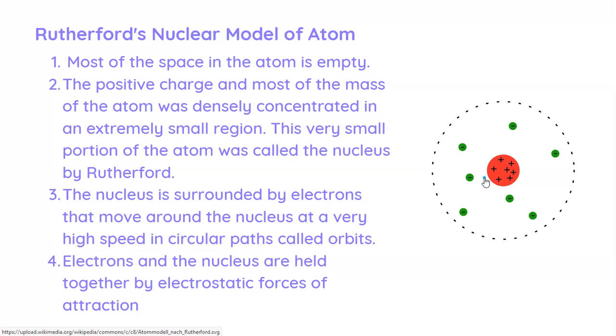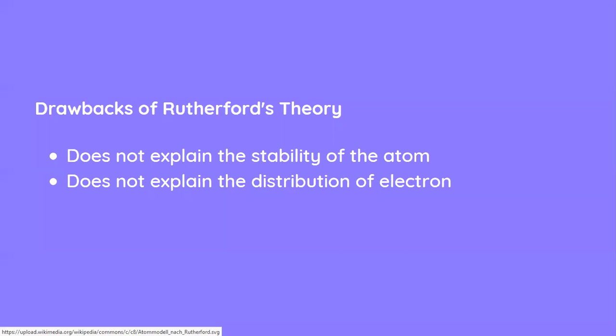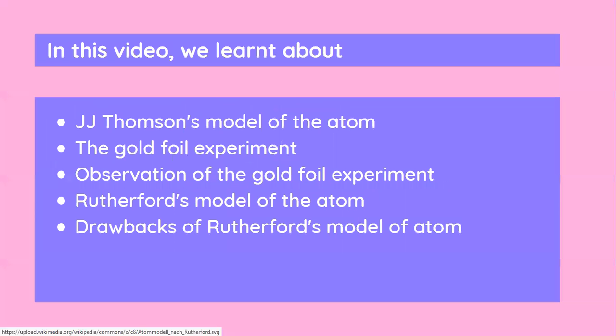I think in grade 9 you would have learned about Bohr's theory. There it says you have two electrons in the first shell, eight electrons in the second shell, and so on. Based on that, you had concepts of valency and all of that. But according to Rutherford's theory, he did not talk about where the electrons are present. He just said that the electrons and protons are held together by electrostatic force of attraction. So these were the two very important drawbacks of Rutherford's theory.